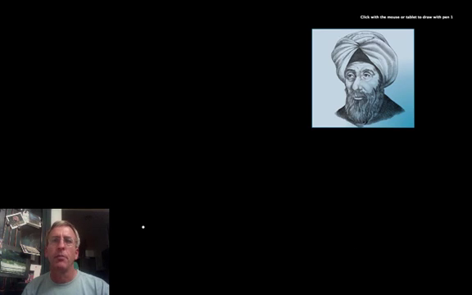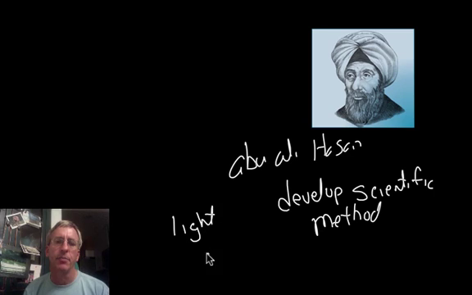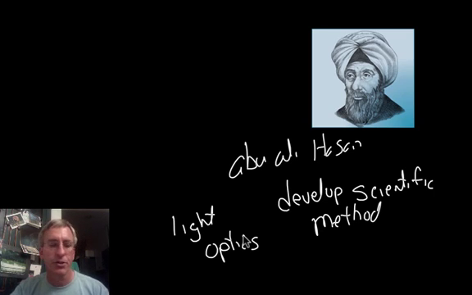This gentleman, a Persian, great Muslim scientist, Abu Ali Hassan, was the first to really develop the scientific method. He really began to work it up more or less into its present form. He was primarily interested in physics. He did a great deal of experimentation on light and the behavior of light, which we might refer to as optics. But he really gets a lot of credit for developing, along with several other Persian scientists, a more modern view of the scientific method.